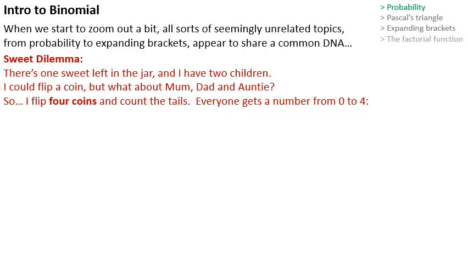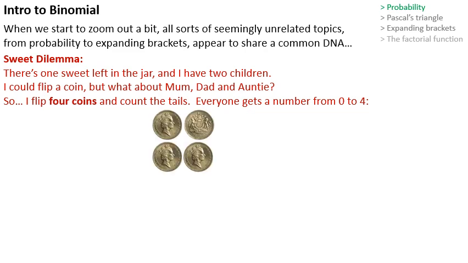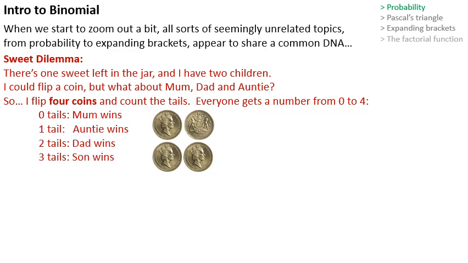I'm going to flip 4 coins and I will count how many tails we get. If you think about it, we could have anything from no tails at all to 4 tails. So we assign everybody a number. If there are no tails, mum wins, 1 tail, auntie wins, and so on. So everybody's got a number. So far, so good.